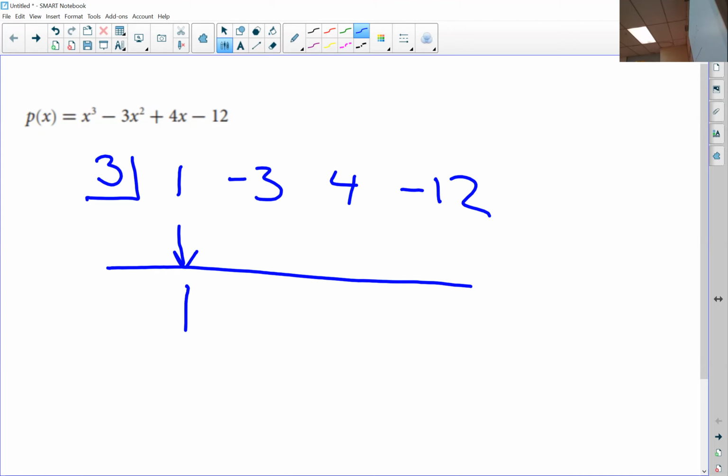So if this works, what should I get? A 0. 4 times 3? 12. So is 3 a root? Yeah. Is 3 a 0? Yes. Is 3 a solution? Yes. Notice how they're all interchangeable there? You okay with that one?